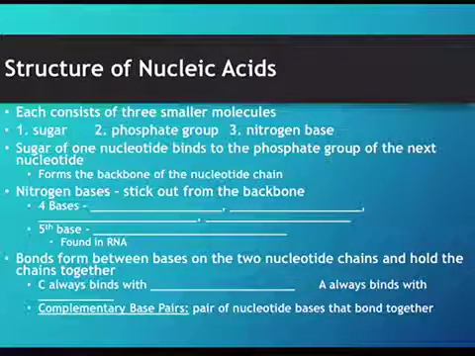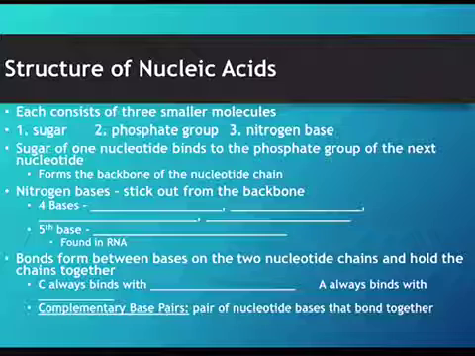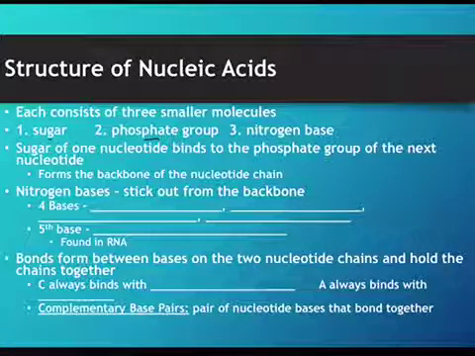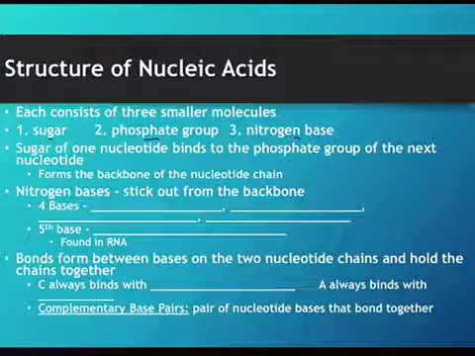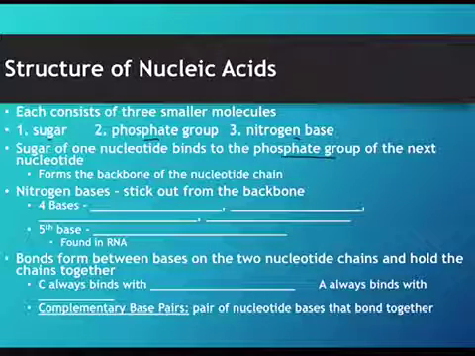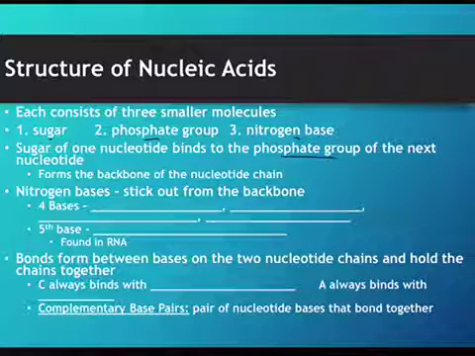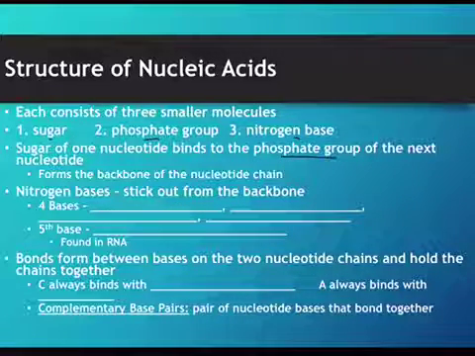So when we look at the structure of nucleic acids, we're going to notice that each nucleotide will have 1 sugar, 1 phosphate group, and 1 nitrogen base. The sugar of 1 nucleotide will bind or bond to the phosphate group of the next nucleotide. This forms the backbone. And then we'll have the nitrogen bases that stick out from that backbone. And there are 4 nitrogen bases.